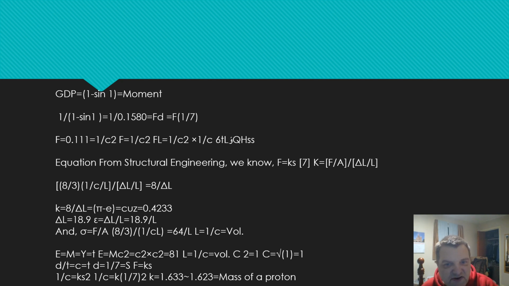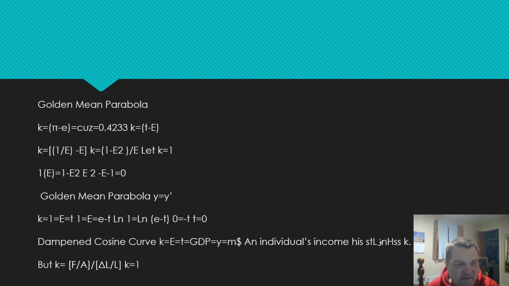So we know from structural engineering that F is equal to Kx, and we've been through all that. I'm not going to go through that again. And then we have our golden mean parabola, which we've already discussed. And K is equal to pi minus E to the 1, which is equal to 0.4233, that's your stiffness. Then we have the golden mean parabola, Y with Y prime.